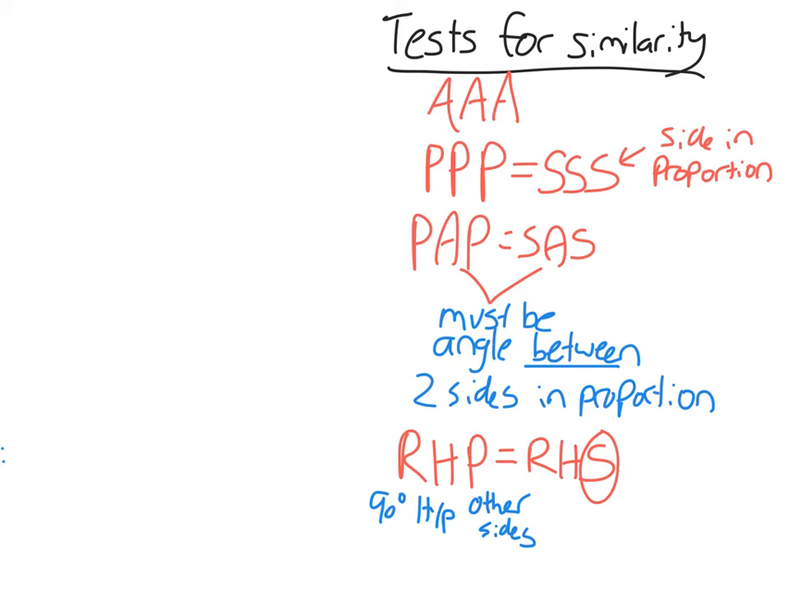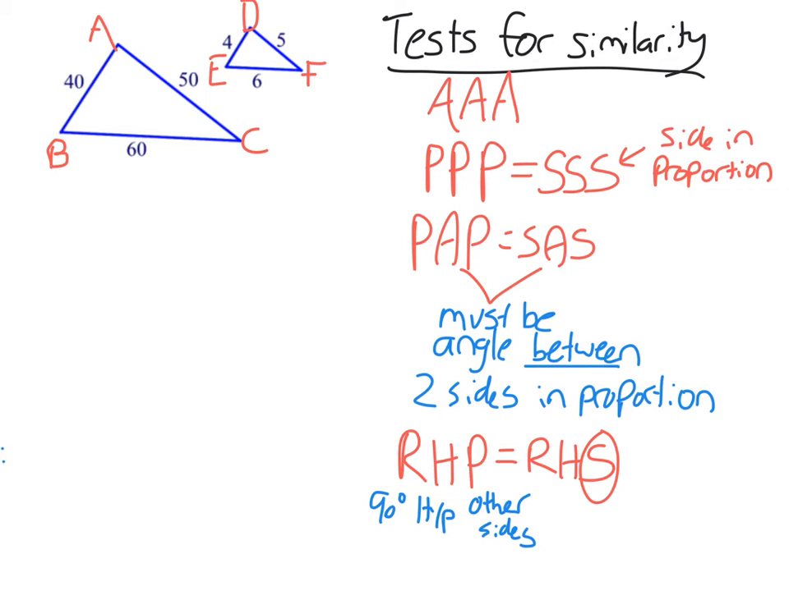And similar to proving congruence, we need to state reasons why sides are in proportion or angles are equal. We need to do this formally. So I will show you an example now. So let's look at these two triangles that we have here. So ABC and DEF. So I want to prove that they are similar. So I have to give a convincing argument that they're similar.